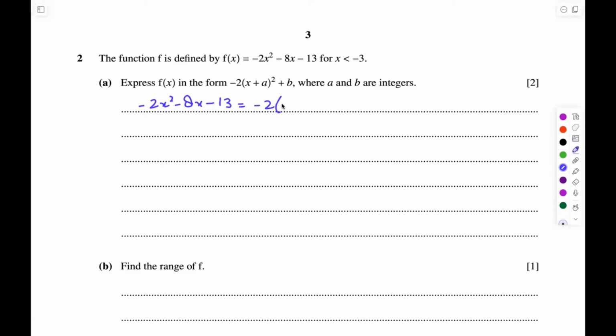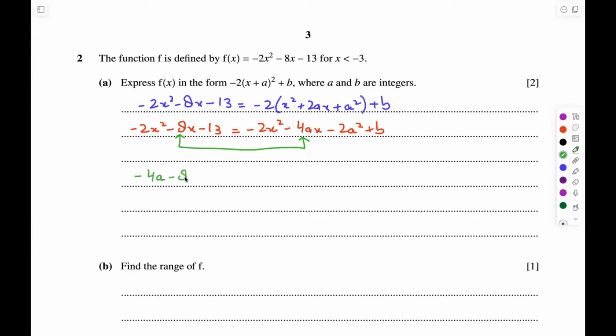So this will become minus 2 into x squared plus 2ax plus a squared, plus b. Multiplying with minus 2, we'll get minus 2x squared minus 4ax minus 2a squared plus b. And this is equal to minus 2x squared minus 8x minus 13. Now comparing the coefficients on the left and right hand side, for x it is minus 8 on the left hand side and minus 4a on the right hand side. So minus 4a will be equal to minus 8, and a will be equal to positive 2.